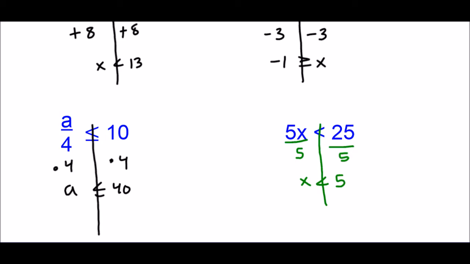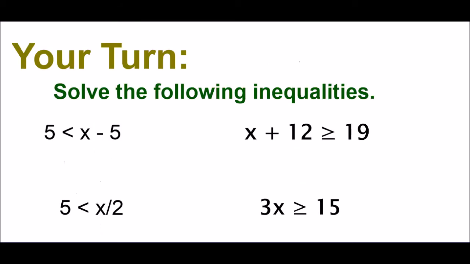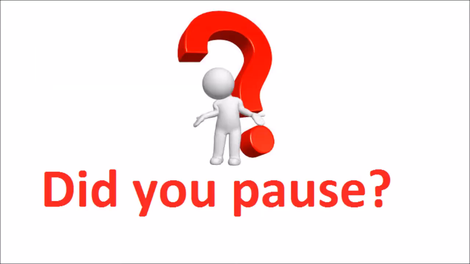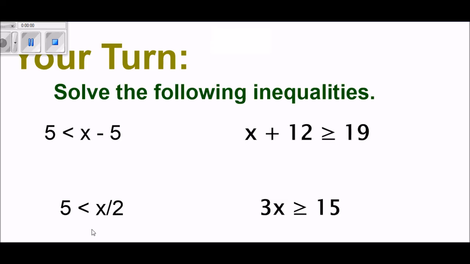So that's the beginning idea of how to solve an inequality. Now here are 4 examples. I want you to pause the video and solve them. So let's go ahead and solve these. So I'm going to, again, start with my brick wall and undo these operations. So to undo minus 5, I add 5 to both sides. So I get 10 is less than x.